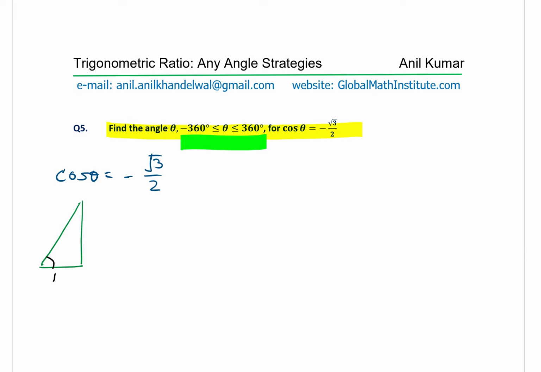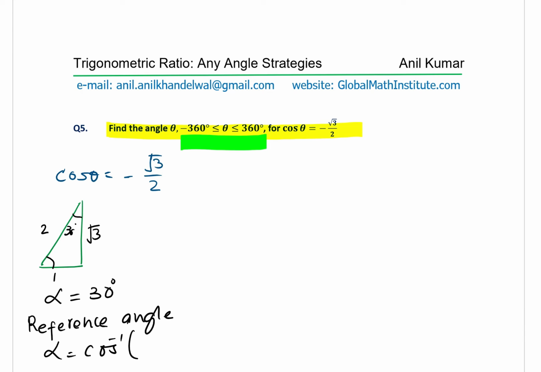As far as angle is concerned, we will have the angle as 30 degrees. Correct? So we know the acute angle alpha is 30 degrees. Does it make sense? So what we find is the related or the reference angle. So we say, well, alpha is cos inverse of square root 3 over 2 and the answer here is 30 degrees. You get the idea, right? So we only calculate the reference angle.